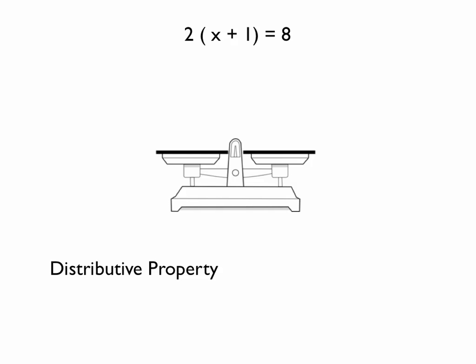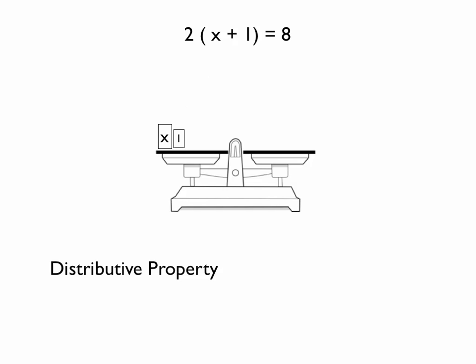Sometimes we have equations that involve the distributive property, and it's worth looking at how we model those on a balance scale. Let's start with the stuff that's inside the parentheses first. So x plus 1, if we build x plus 1 on our scale, here's what it looks like. There's an x and a 1, and they're together. That's the x plus 1.